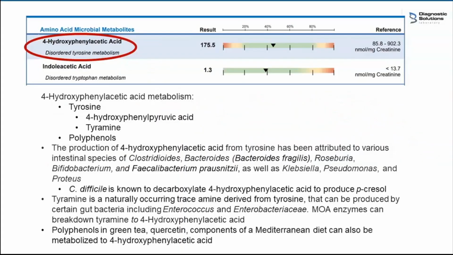So when I'm looking at 4-hydroxyphenylacetic acid metabolism, it can come from two ways. It can come from tyrosine directly, through bacterial action on tyrosine. It's been attributed to several species, like I had said, Clostridia, Bacteroides, but also Roseburia, Bifidobacterium, and Faecalibacterium prausnitzii, as well as Klebsiella, Pseudomonas, and Proteus. And if C. difficile is around, it'll further decarboxylate it to p-cresol. So that can come directly from tyrosine.